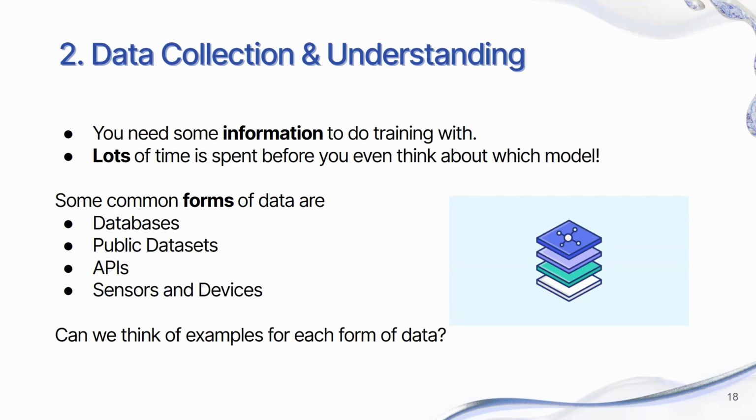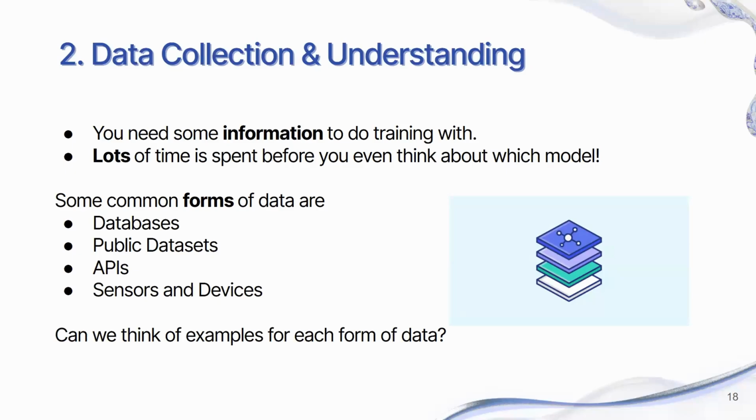For each of these, can we think of examples of each form of data? For example, databases, right? Can someone give me an example of a database we would find data in? Or maybe a public data set. Can anyone give me an example? Yes, Abdul. Yes, Kaggle. We'll talk about that later. Yeah, the MNIST data set. Those are very common data sets used especially for more beginner friendly machine learning projects.